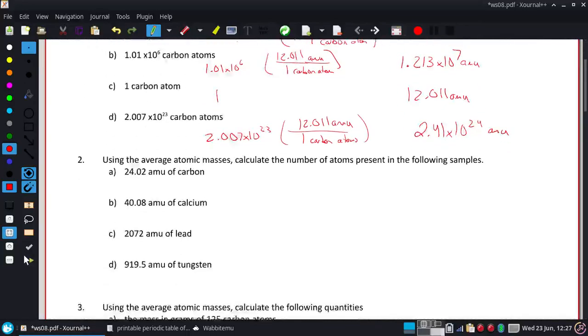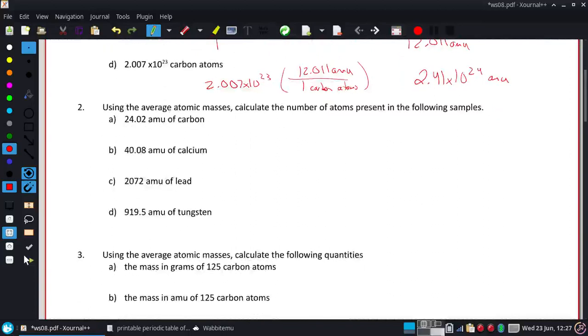Okay. Next, it wants us, using the atomic masses, to calculate the number of atoms present in the following sample. Hopefully it'll be a nice whole number, since you really can't have half of an atom. But all we'd have to do here is very similar to what we did up above with that conversion factor, but we're going to end up flipping it to get our atoms related to the AMUs. And since this is carbon, we are going to put that 12.011 AMUs for 1 carbon atom. And I kind of see 24 divided by 12 is 2 atoms.